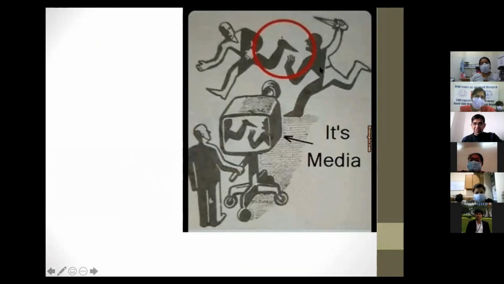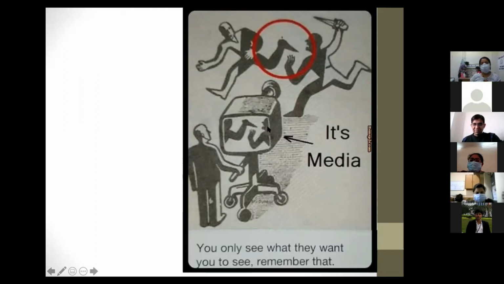So okay, here you can see the person on the right is trying to kill the person on the left, whereas on the screen you can see the person on the right is trying to kill the person on the left. So this is basically an example of a reporting bias.